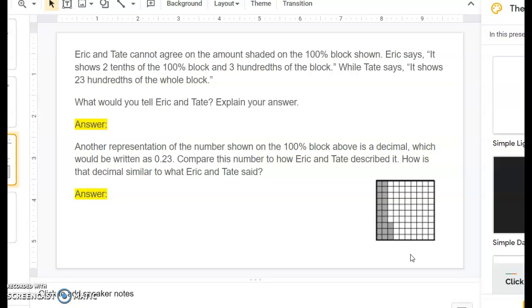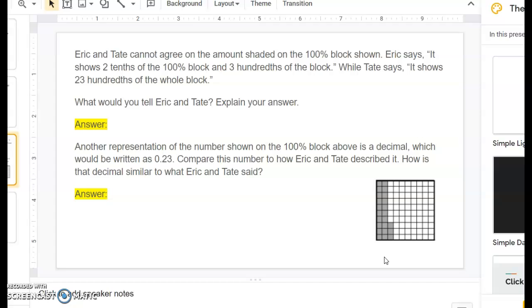So is it 2/10 and 3/100 that are shaded, or is it 23/100? Is it both? Another representation of the number shown on the 100% block above is a decimal, which would be written as 0 and 23/100.